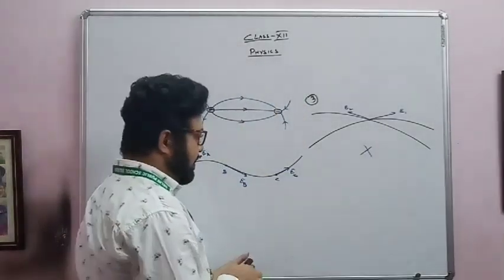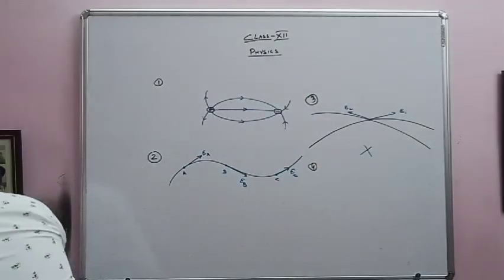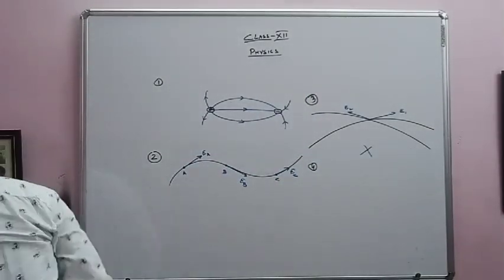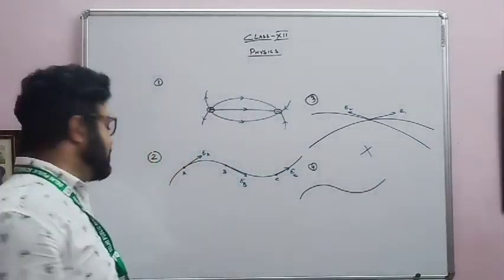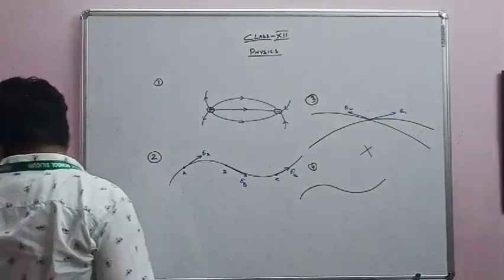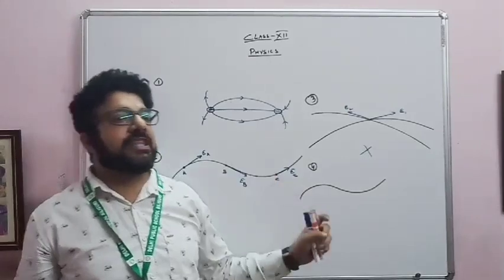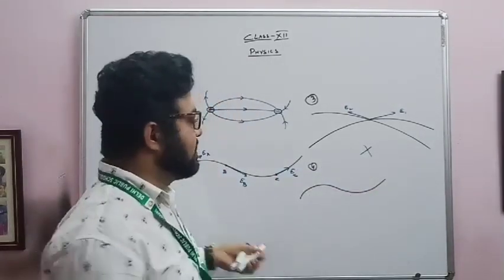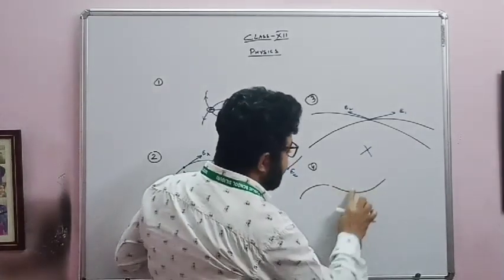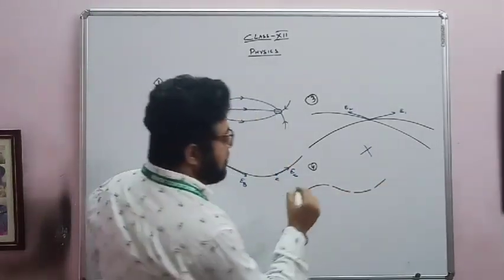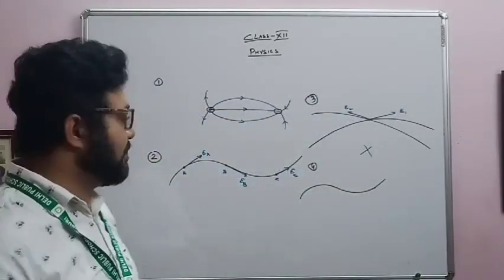Now the fourth property: electric field lines are continuous, smooth, and without breaks. It means it will be a continuous, smooth curve with no break, like this, no breaking position is there. So it is a continuous, smooth path. Are you getting my point?